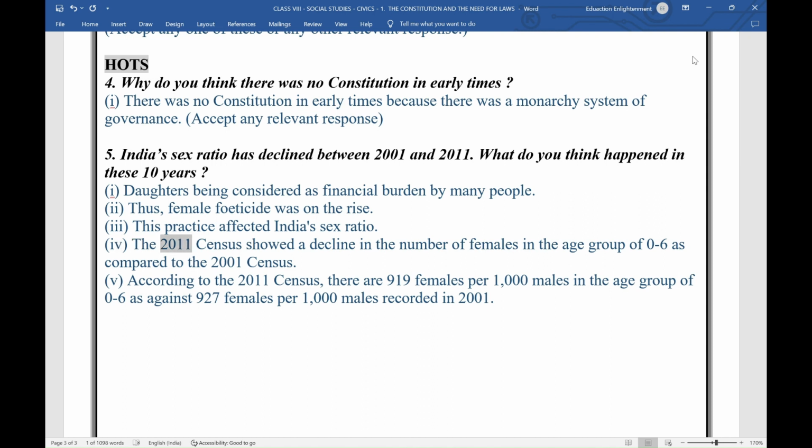4. The 2011 census showed a decline in the number of females in the age group of 0 to 6 as compared to the 2001 census. According to the 2011 census, there are 919 females per 1,000 males in the age group of 0 to 6 as against 927 females per 1,000 males recorded in 2001.